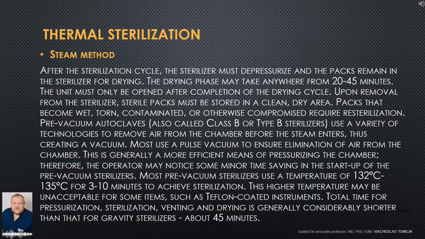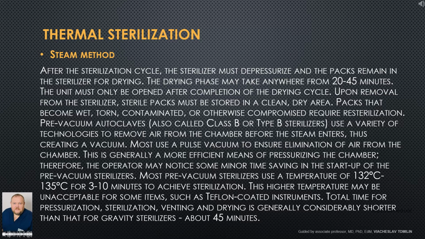Pre-vacuum autoclaves, also called Class B or Type B sterilizers, use a variety of technologies to remove air from the chamber before the steam enters, thus creating a vacuum. Most use a pulse vacuum to ensure elimination of air from the chamber.